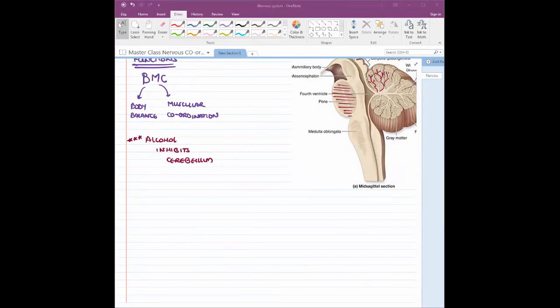So now the spinal cord. First of all, like I said, what is the spinal cord? Spinal cord is nothing but your extension, just an extension of medulla oblongata.